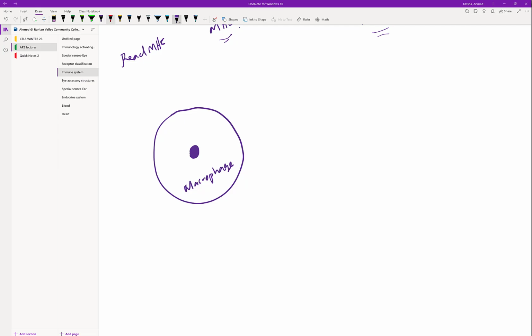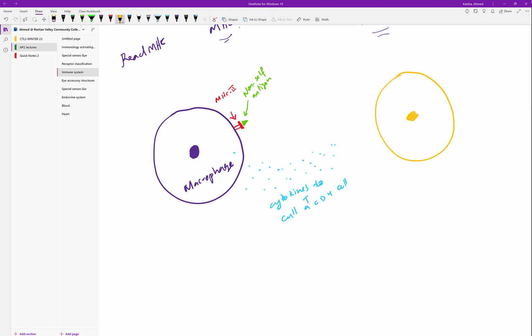We'll start with the helper T cell. The macrophage is going to display on its MHC2, this is MHC2, a non-self antigen. And then it will secrete cytokines to call a CD4 cell, a T CD4 cell. Where is this CD4 cell? It's here. Remember, we call it CD4 because it's not activated yet. This will get activated into a T helper cell. Those cytokines are kind of a guide, telling the CD4 that there is a macrophage over here, please come and check it.